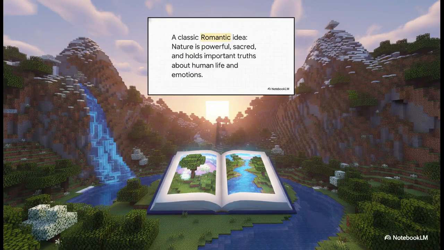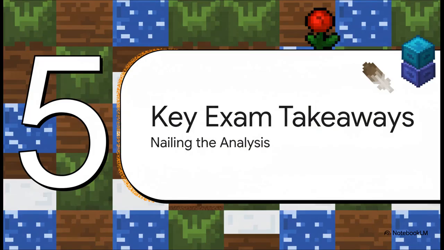And this idea, it's pure romanticism. For poets like Shelley, nature was powerful, it was sacred, it was like a holy book that could teach us how to live. So by calling this a law divine, he's plugging his personal argument into one of the biggest philosophical ideas of his time. And hey, a little tip, dropping that kind of context into your exam essay, that's going to score you some serious points. Okay, let's bring it all home.